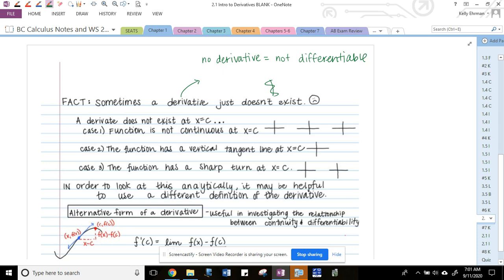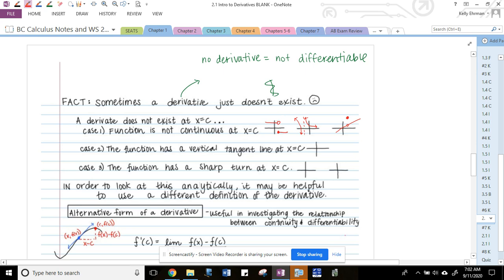A derivative can't exist at C if the function is not continuous at C. And remember, we have several ways that a function might not be continuous. There could be a jump in the graph, like a piecewise function, some sort of break in the graph. There could be a vertical asymptote, where who knows what's happening. There could be a hole with a point up here. So a hole in the graph, a break or a jump in the graph, a vertical asymptote.